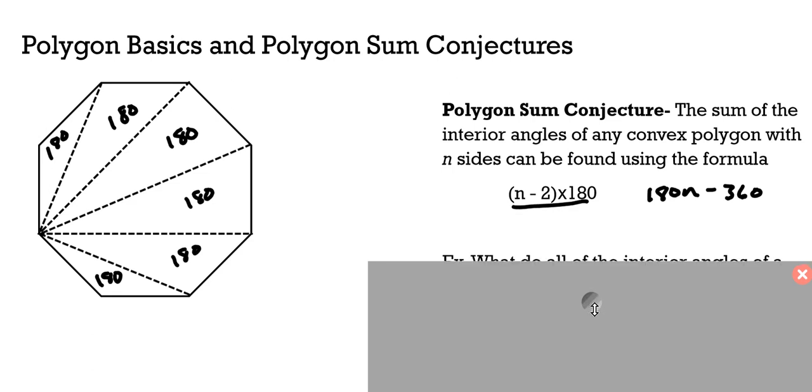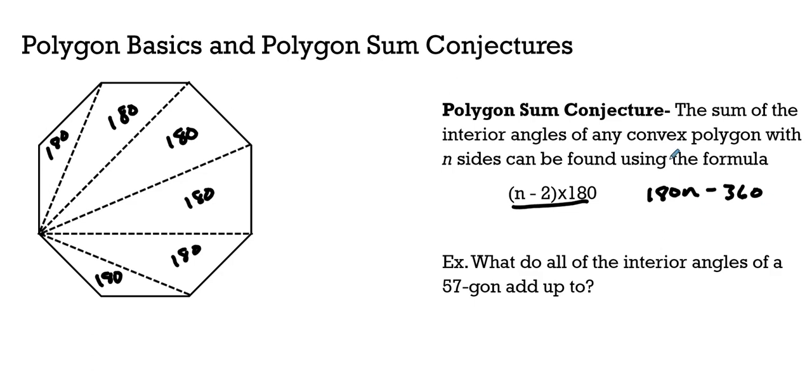So if you had some reason to find what all the angles in a 57-gon add up to, we can say, well, n is 57. So I'm going to take that formula there, easy enough to show what you do. And that's all you have to show me right there. You're going to do it in the calculator. You're going to do 55 times 180, and you're going to get 9,900, right?